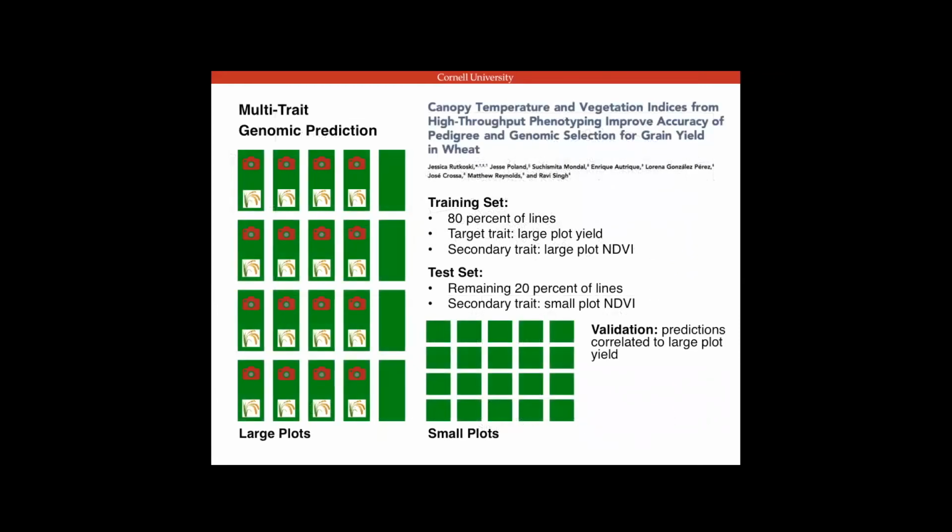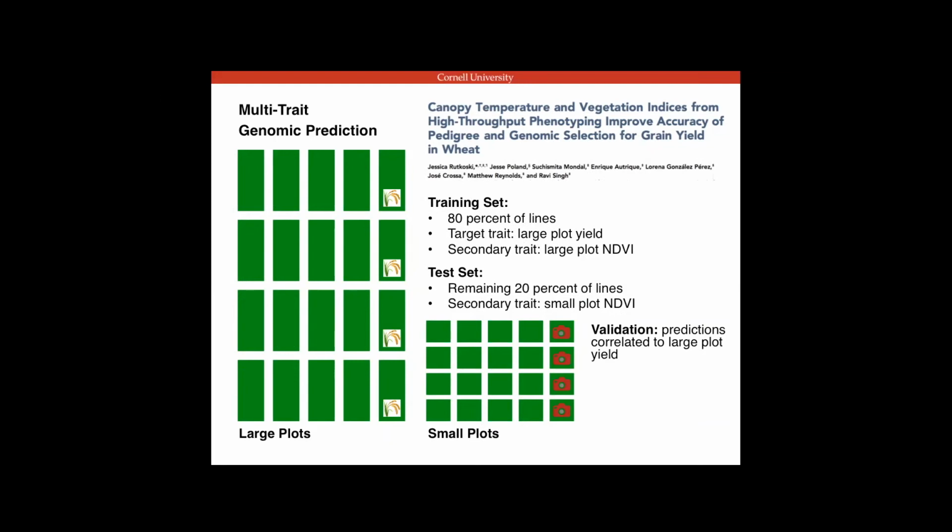I also did some multi-trait genomic prediction work, and this is work sort of following Jessica's initial work using HTP traits as secondary traits in GS. And the setup that I use is a little bit complicated, so I wanted to go through it. The training set that I used was 80% of the lines. The target trait was large plot yield, and the secondary trait was large plot NDVI. So we fit this model using pedigrees. And then for the test set, we used the remaining 20% of lines. Yield was hidden this time, and small plot NDVI was actually the secondary trait. So the predictions that we got out, we correlated back to large plot yield.